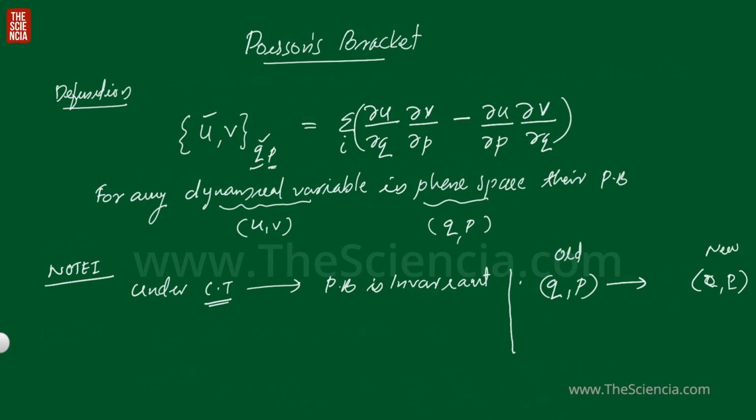So I can represent this dynamical variable u in terms of small q and p, and I can convert it into the new coordinate system with a canonical transformation. So this transformation is canonical transformation. Don't worry, we will discuss this canonical transformation separately. So under canonical transformation, Poisson bracket is invariant.